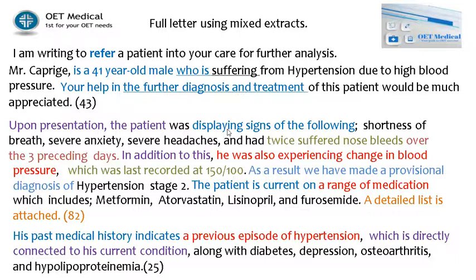Then we go on to his past history. His past medical history indicates a previous episode of hypertension, which is directly connected to his current condition, along with diabetes, depression, osteoarthritis, and that word again. Okay, so this is the first part of the letter. As you can see, I've indicated the number of words per paragraph. Remember, you need to keep an eye on your words, so you can look at this and roughly see how many words there are. So let's continue.